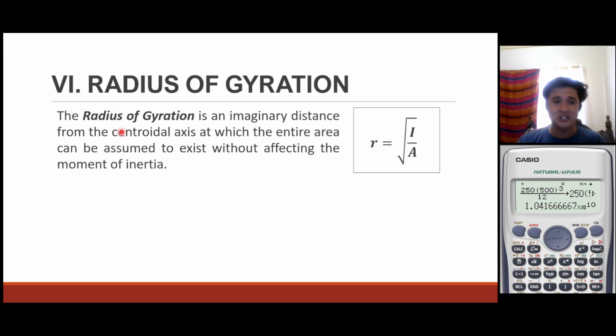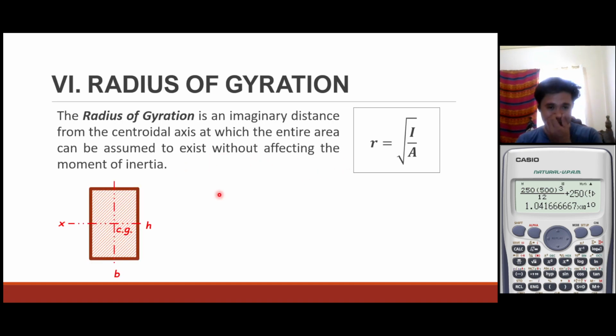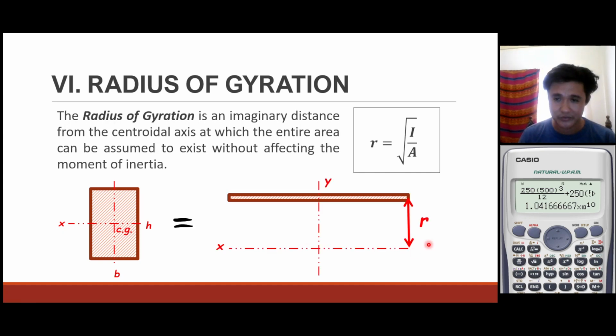So, it is an imaginary distance from the centroidal axis at which the entire area can be assumed to exist without affecting the moment of inertia. Okay? So, as a visualization, meron tayo ditong cross-section, tapos meron siyang equivalent na moment of inertia. Ngayon, yung sinasabi natin radius of gyration is this radius or distance.